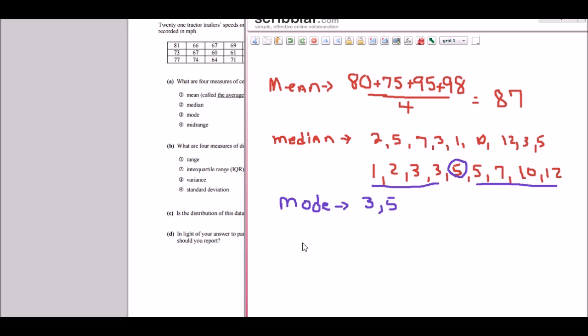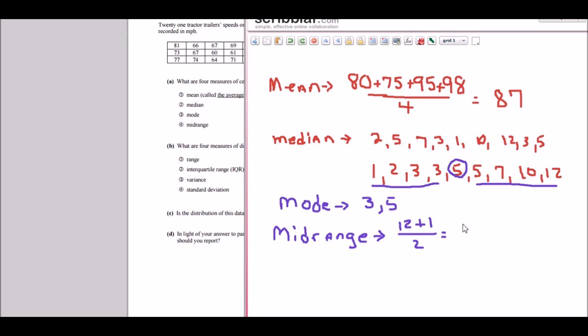Mid-range. That's one that you don't see too often. Alright, mid-range. We're just going to use these same numbers here that we did for the median. Mid-range is not exactly the same as median, but a similar idea. This one takes the largest number and the smallest number, and we average those out.